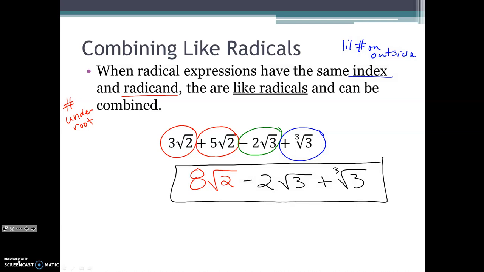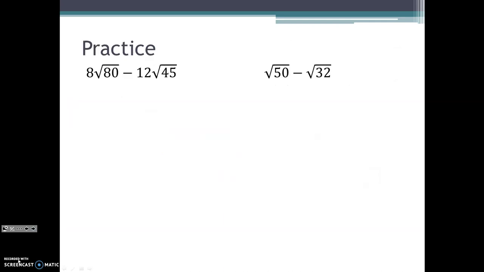Now, the types of problems that you guys are going to see where you are combining like radicals are going to look like these problems here. 8 times the square root of 80 minus 12 times the square root of 45. Okay, can we combine those? No, because they are not like radicals. However, we have talked about how we can simplify these things. So for example, 8 times the square root of 80. Well, can I simplify the square root of 80?